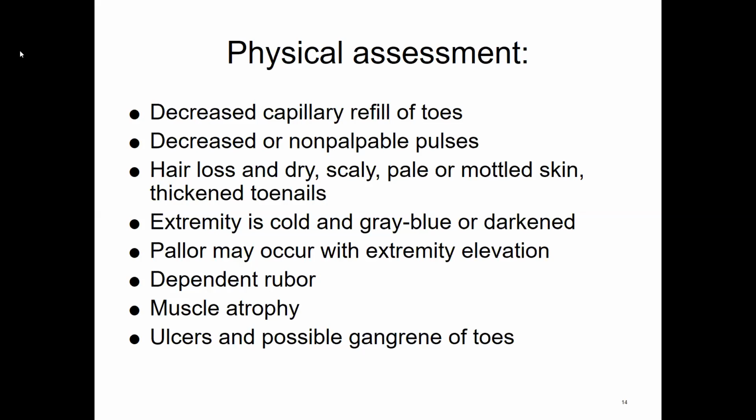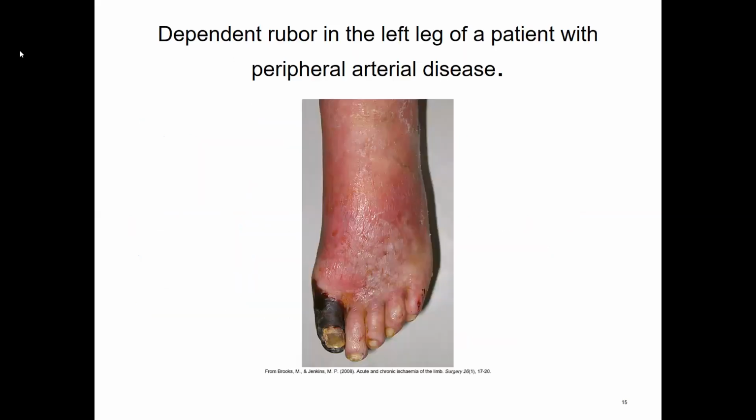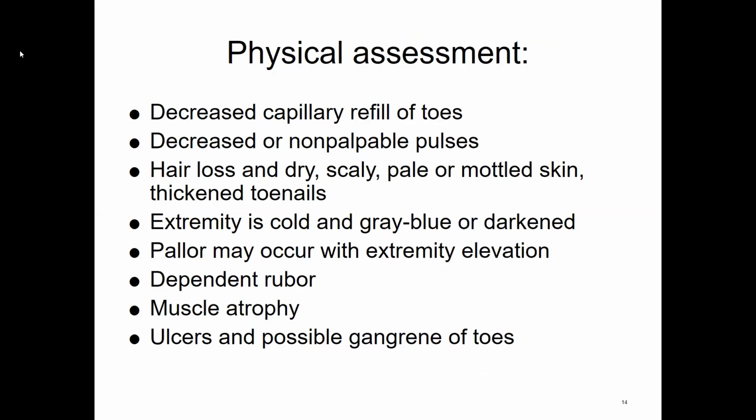Dependent rubor. This is a picture of, remember rubor is kind of a dusky red color. This is a picture of a dependent rubor in the leg of a patient with PAD. Muscle atrophy, and then ulcers and possible gangrene of the toes. You can have sores start on the toes. They become gangrene because of the prolonged lack of tissue perfusion.